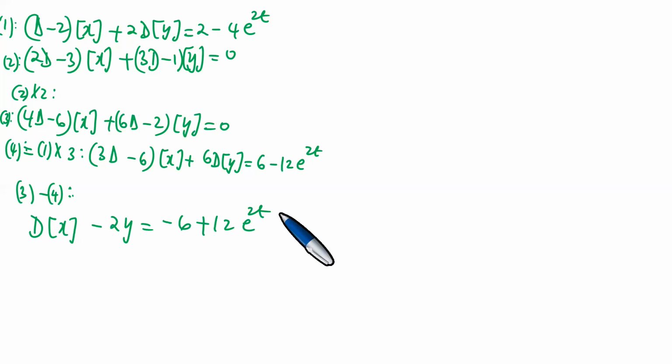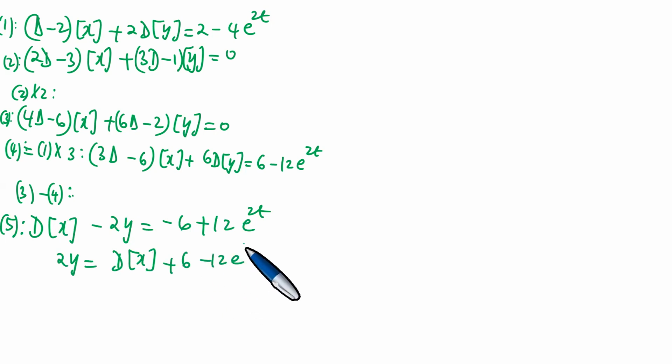So we have the following. When we get to this point, we have this particular equation, and we can give it a label. Call it equation 5. We're just discussing triangular systems once again. At this point, we can easily make y the subject of the equation. The easiest way is to transpose the y to the right, making it positive, and then you have the D operator on x, this one is brought over making it plus, the 12 becoming negative twice t.